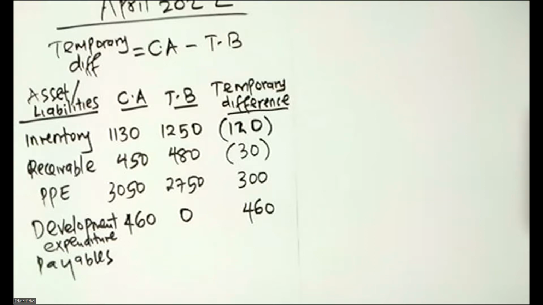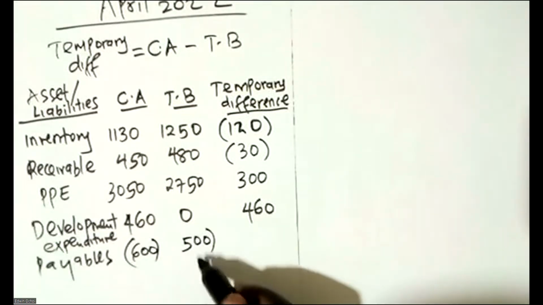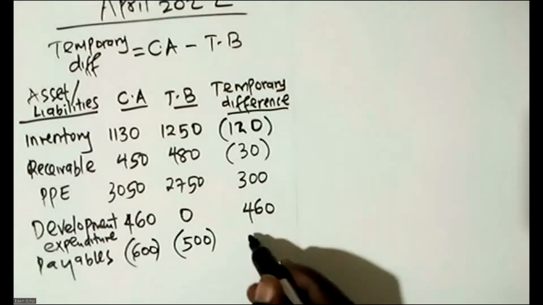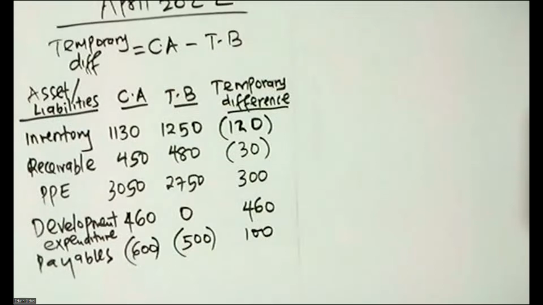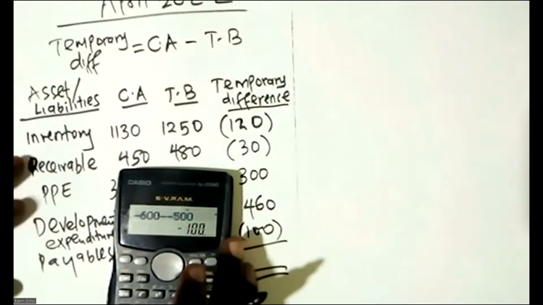So meaning that for the payables, remember payables is a liability. The carrying amount is 600 and the tax base is 500. So I'm just deducting the 100, meaning that minus 600 minus 500. That is a negative 100, because that is a liability. I'm saying it's a negative because it's a liability.